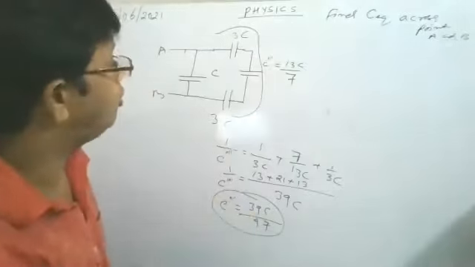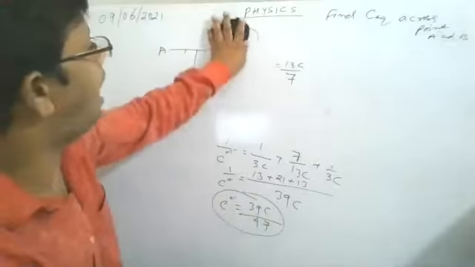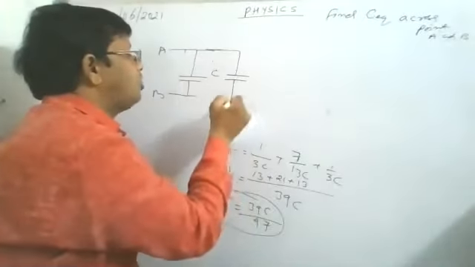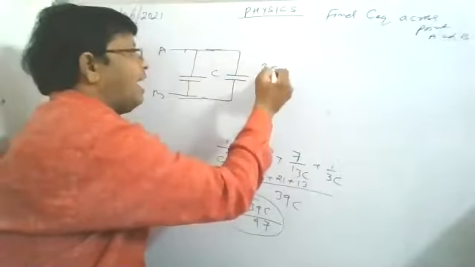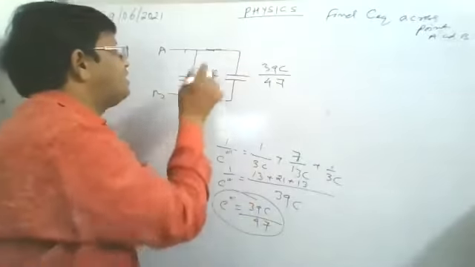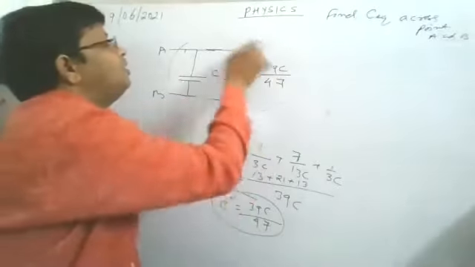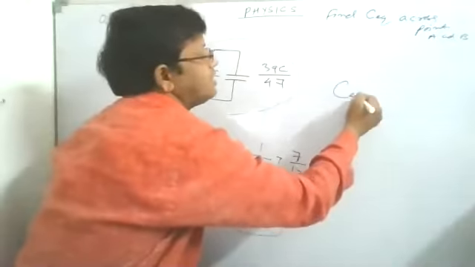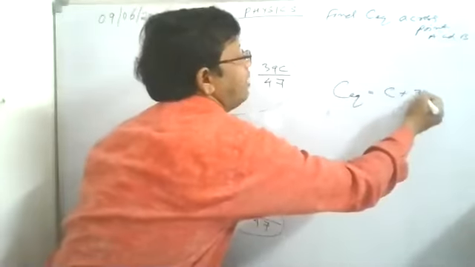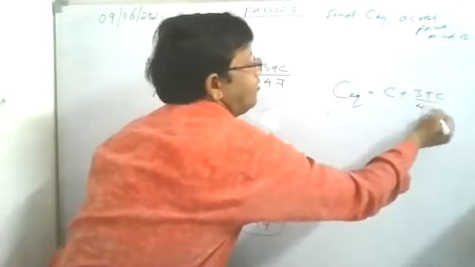Now you rub this one. And in place of this one, the equivalent capacitance of these three is 39C upon 47. Now here, how many capacitors are remaining? Only 2. So the final capacitance, C equivalent, in parallel combination we generally add up: this 39C upon 47.